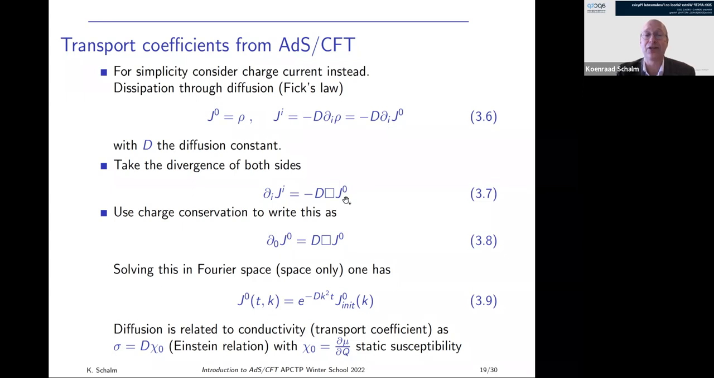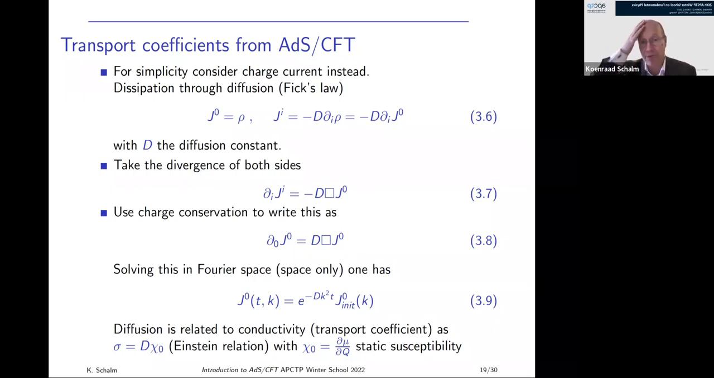And the last one I need is the charge conservation. That means that ∂0 J0 plus ∂i Ji is 0, or in other words, ∂i Ji is minus ∂0 J0. And then you obtain this equation. And this you recognize, this is ∂t J0 equals a coefficient D times the Laplacian of J0. This is the heat equation or the diffusion equation with D, the diffusion constant.